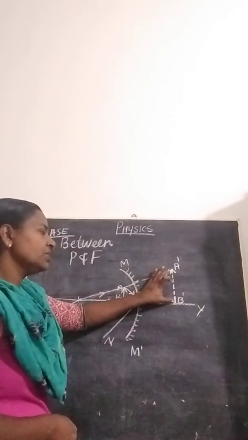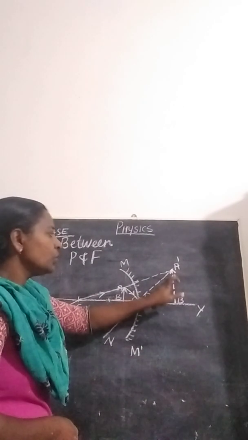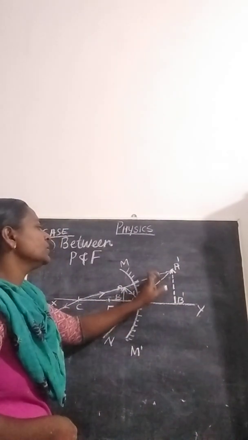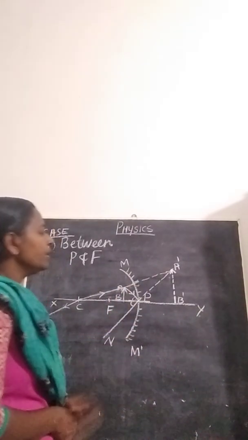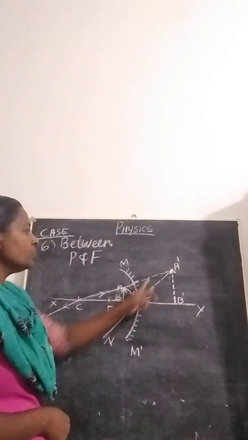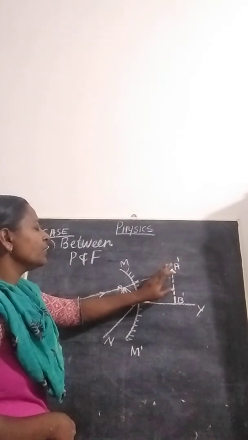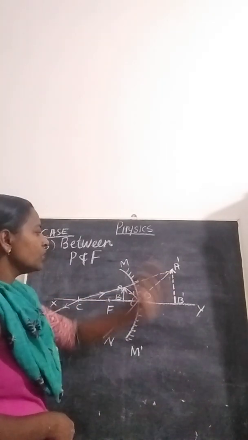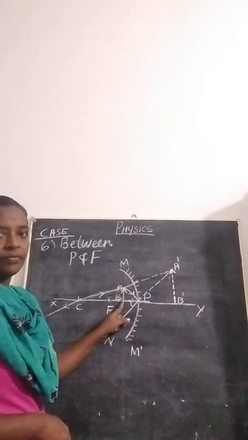A dash B dash is a virtual one. That is why we used dotted lines to show the size of the image, as well as the rays on producing these two reflected rays backwards. So we use dotted lines here and here. This is the place where we are getting an imaginary or virtual image of the object AB placed between P and F of the mirror.